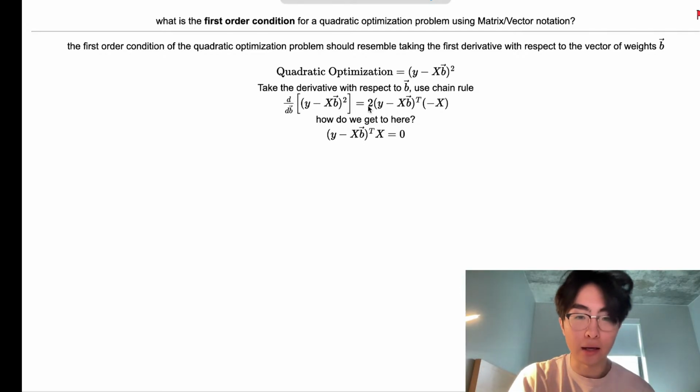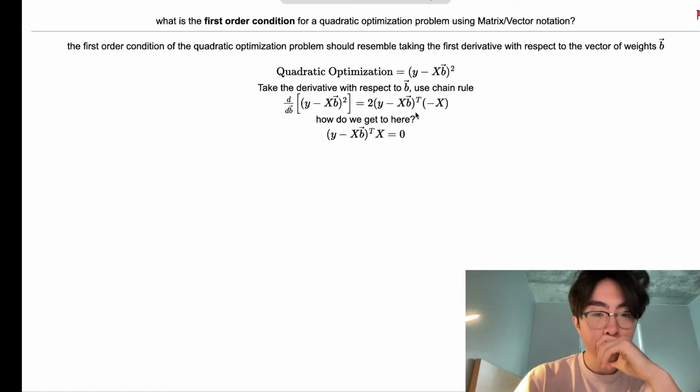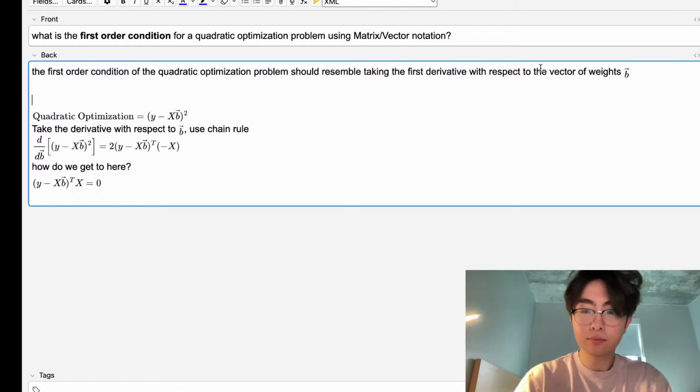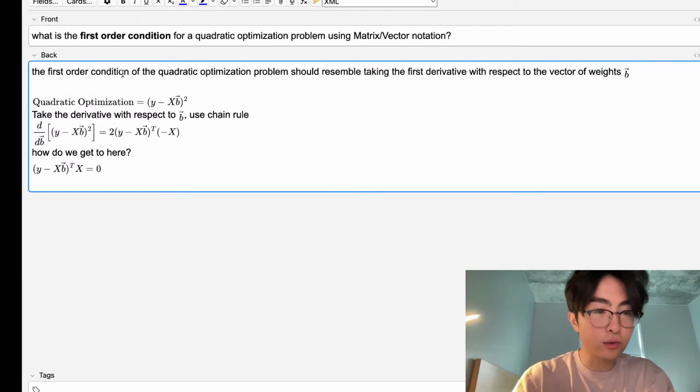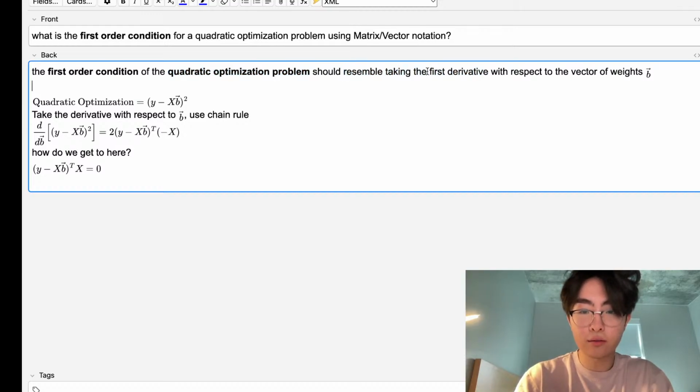Man, I'm hungry. So, okay, I get this part. This is what I was talking about. Oh, right, it's negative x. First order condition of the quadratic optimization problem should resemble taking the first derivative with respect to the vector of weights b. Okay.